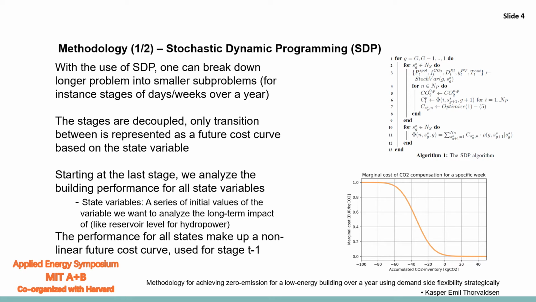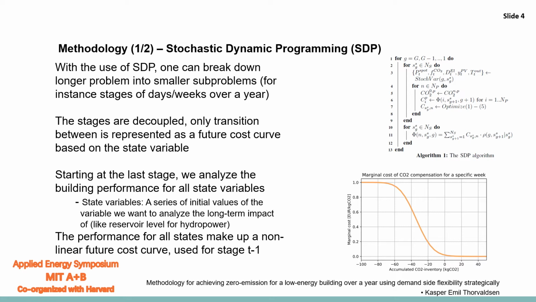So let's put a short example of this, or a specification on this. The state variable is seen as a series of initial values of the variable we want to analyze the long-term impact of. In hydropower scheduling, that is typically the reservoir level, where we want to see what the current reservoir level has an impact on in the future. So in this work, we want to look more into what the current CO2 inventory is that we have accumulated so far. That can also be seen as a state variable that we want to analyze for.